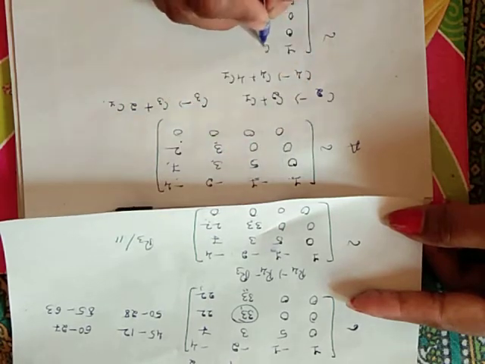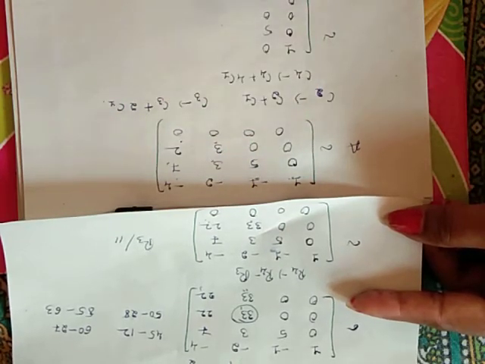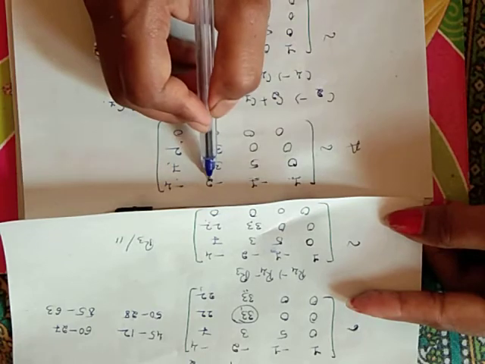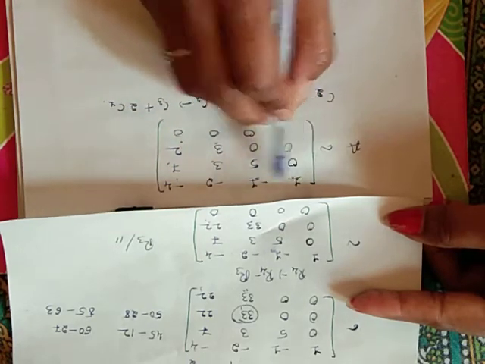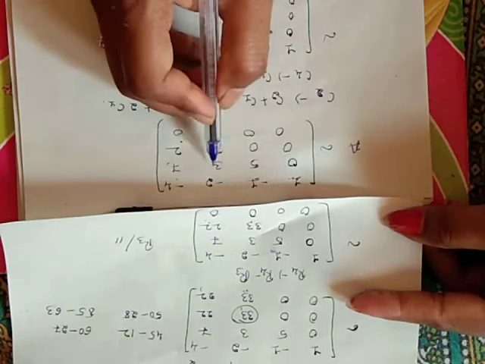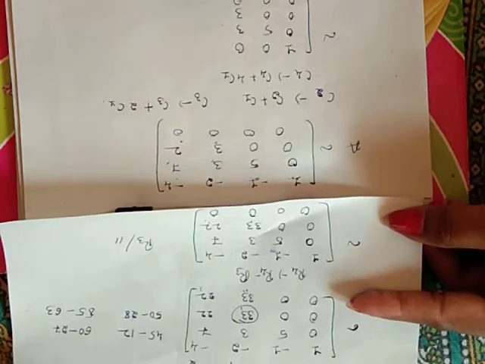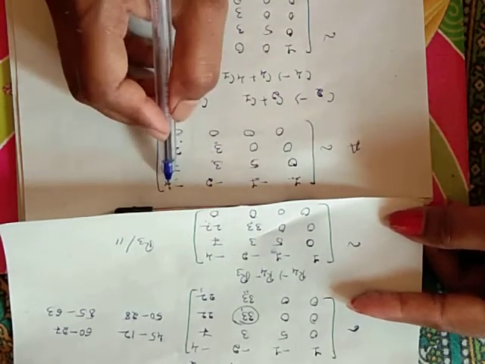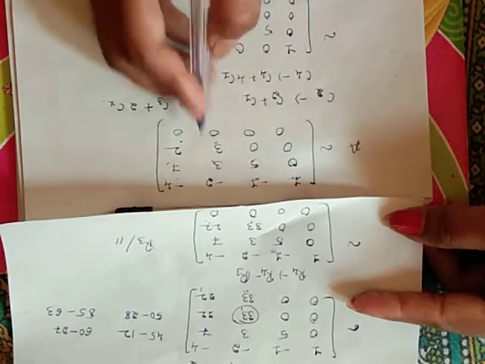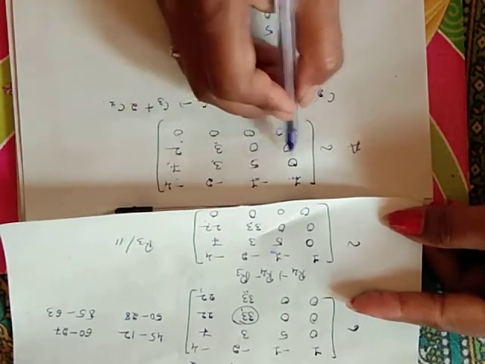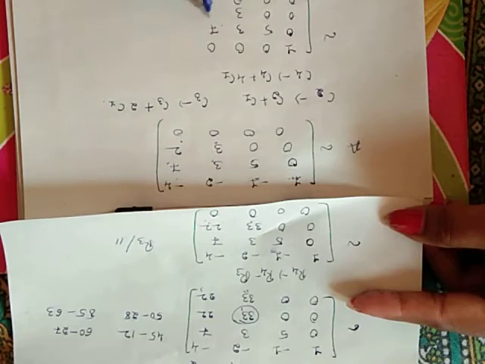Minus 1 plus 1, 0. 5 plus 0, 5. 0 plus 0, 0 plus 0. Minus 2, 2 into 1, 2. Plus 2 minus 2, 0. 3 plus 0, 3. 3 plus 0, 3. 0. Minus 4, 4 into 1, 4. Minus 4 plus 4, 0. 7, 0 into something, 0, 7, 2, 0.